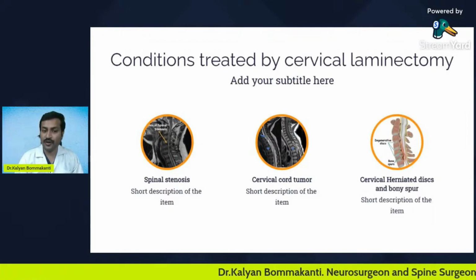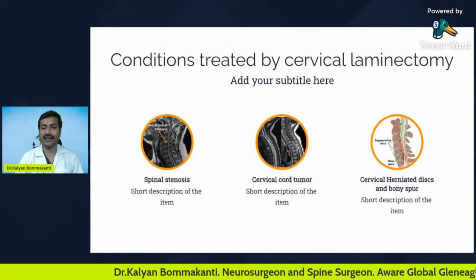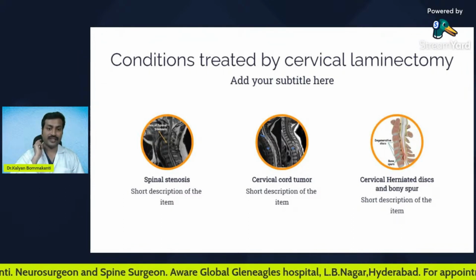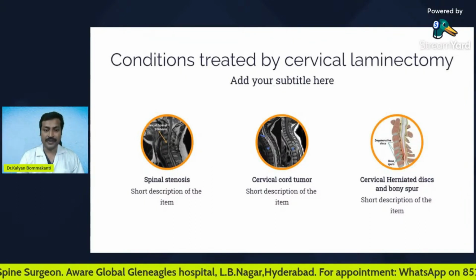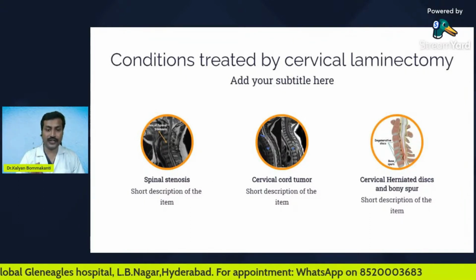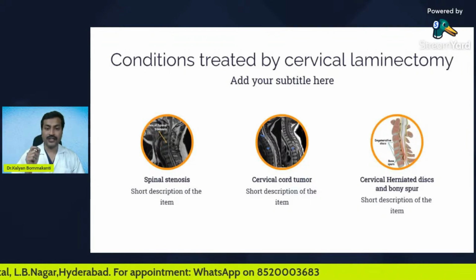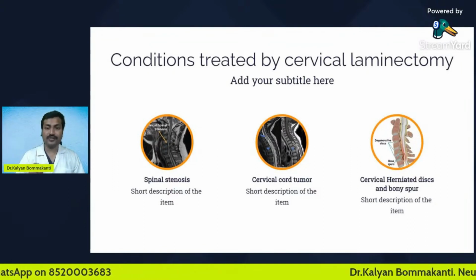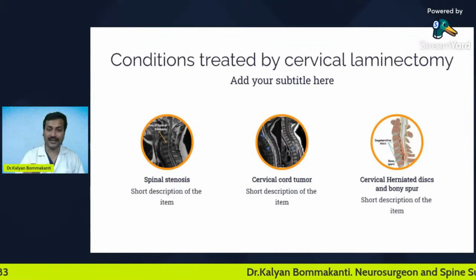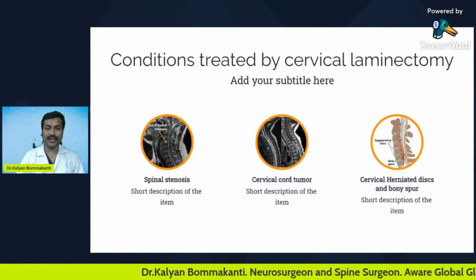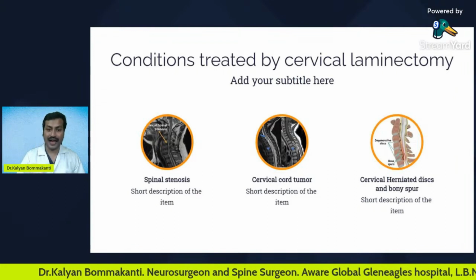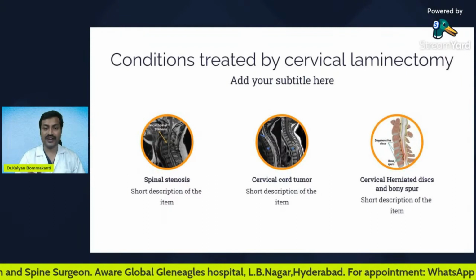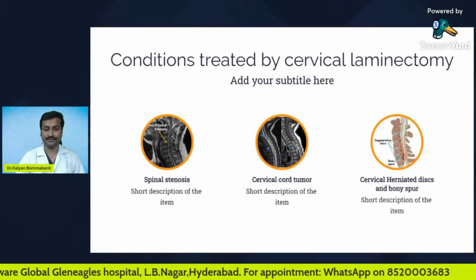And what is a cervical cord tumor? A cervical cord tumor is a tumor within the cervical part of your spinal cord. That is the spinal cord within your neck. So laminectomy is also used here. If there is a tumor within your spinal cord, to remove that tumor, we need to reach the tumor. To reach that tumor, we'll have to remove the bone which is coming in our path. Removing that part of the bone is known as cervical laminectomy. And so the cervical laminectomy provides access for you to reach the tumor and remove it.